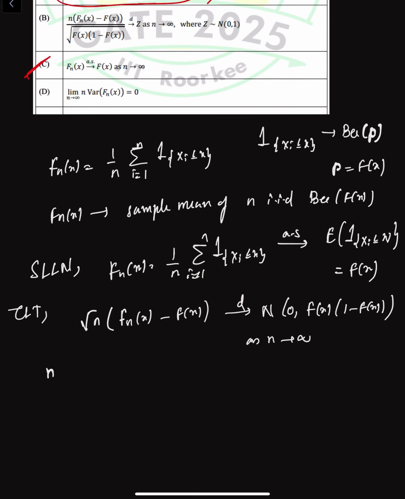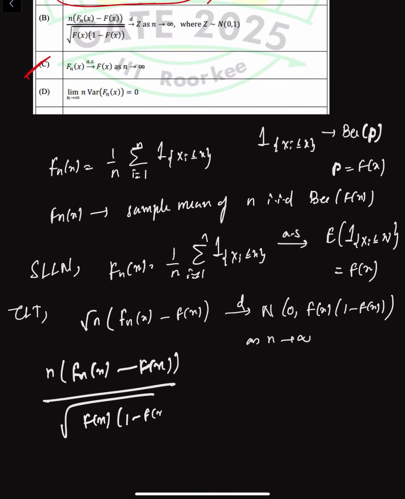Now option B says n times Fn(x) minus F(x) divided by square root of F(x) into 1 minus F(x) tends in distribution to Z, that means normal 0, 1. But actually this is wrong, because it is square root of n into Fn(x) minus F(x) that tends to this normal 0, 1. Had it been square root, it would have been correct. So statement B is also wrong.